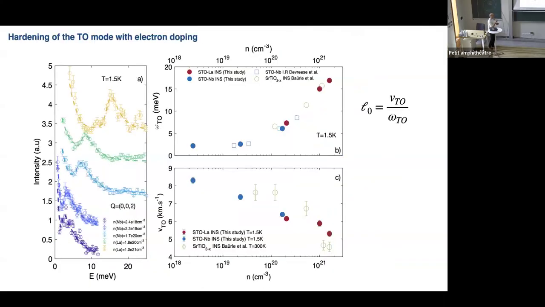So this is, again, the same data plotted in another way. Here you have intensity as a function of the energy, the energy scan at gamma, and you see the mode is hardening. And now we can plot the omega TO versus n. What you see is that it's essentially constant, and at some point it starts to harden. And at the same time, the velocity is going down.